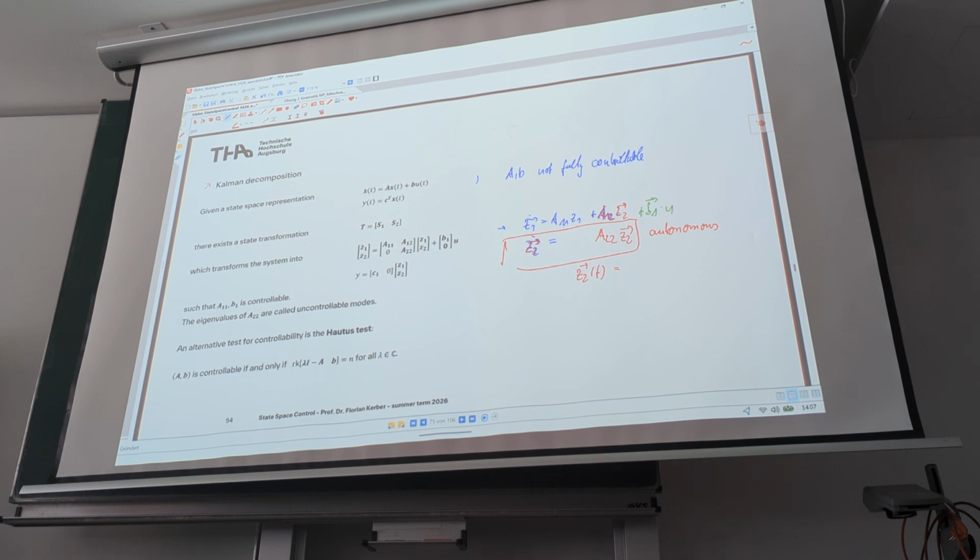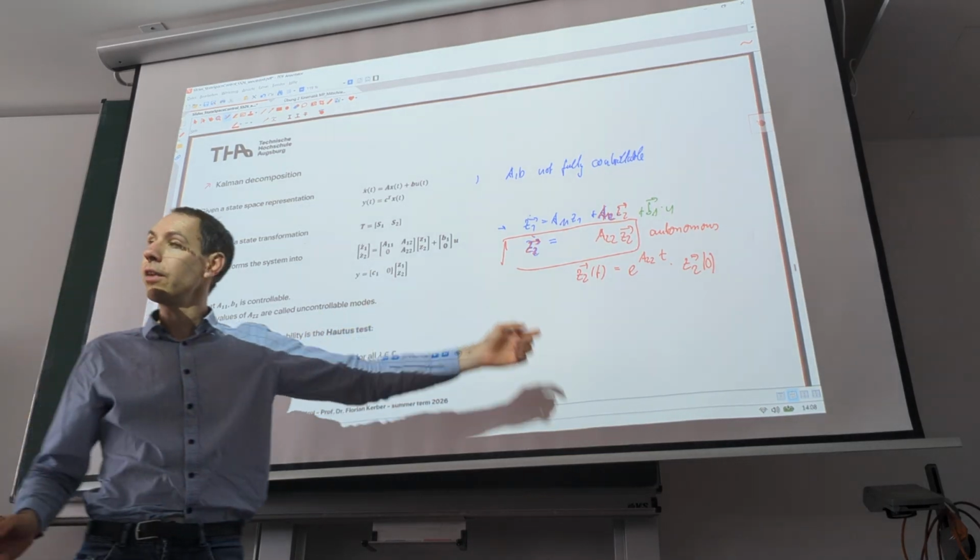It's e to the power of A times t. Exactly. So the matrix exponential of A22 times t times the initial condition, which I maybe call Z2 of 0. Okay, so it's the autonomous dynamics, this is how it works. And we know already that two things can happen.